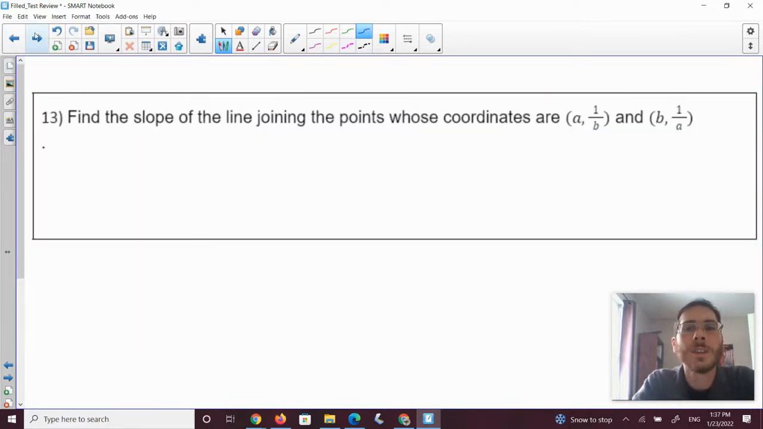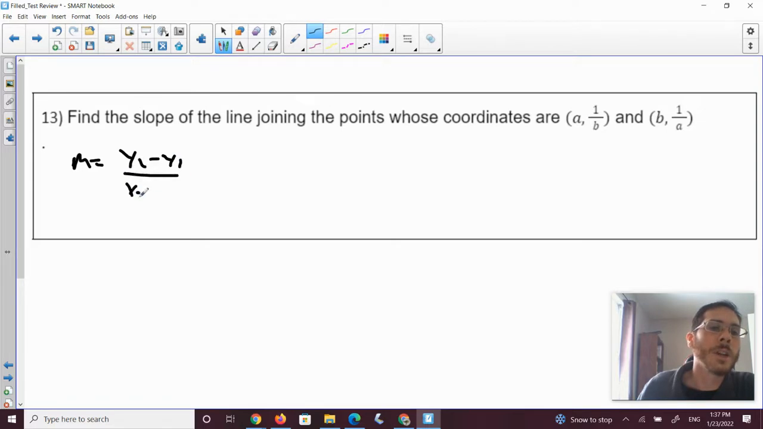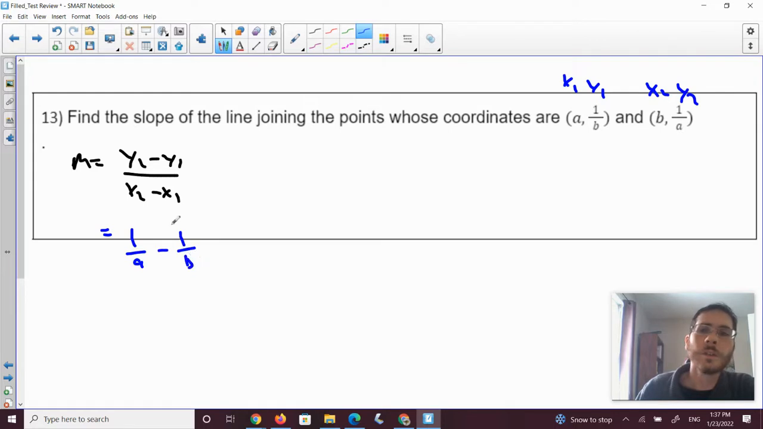For 13, find the slope of the line joining the points whose coordinates are a, comma 1 over b, and b, comma 1 over a. So this is our regular slope equation. m equals y2 minus y1 over x2 minus x1. Nothing really too crazy here. This is just going to be x1, y1, x2, y2. So we get 1 over a minus 1 over b over b minus a. Okay, so this is the slope.